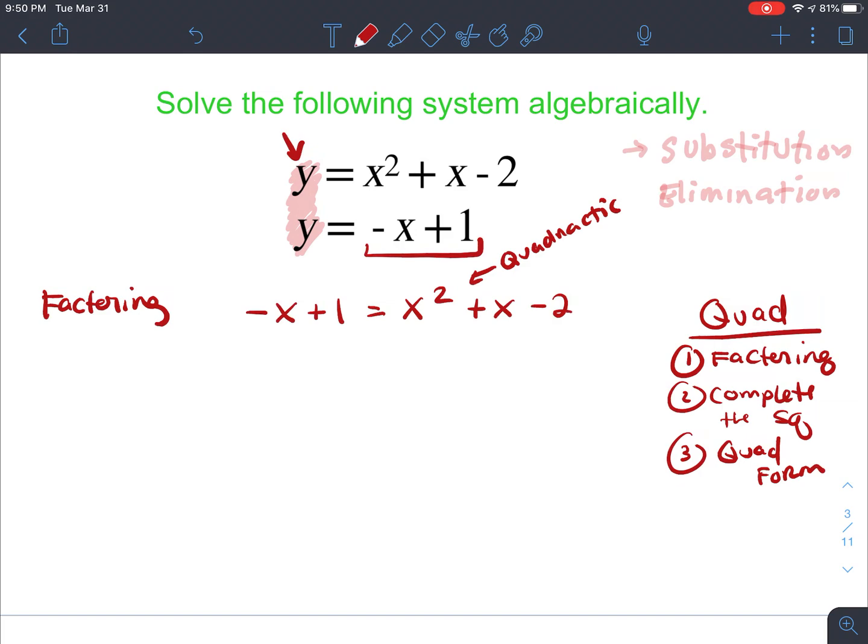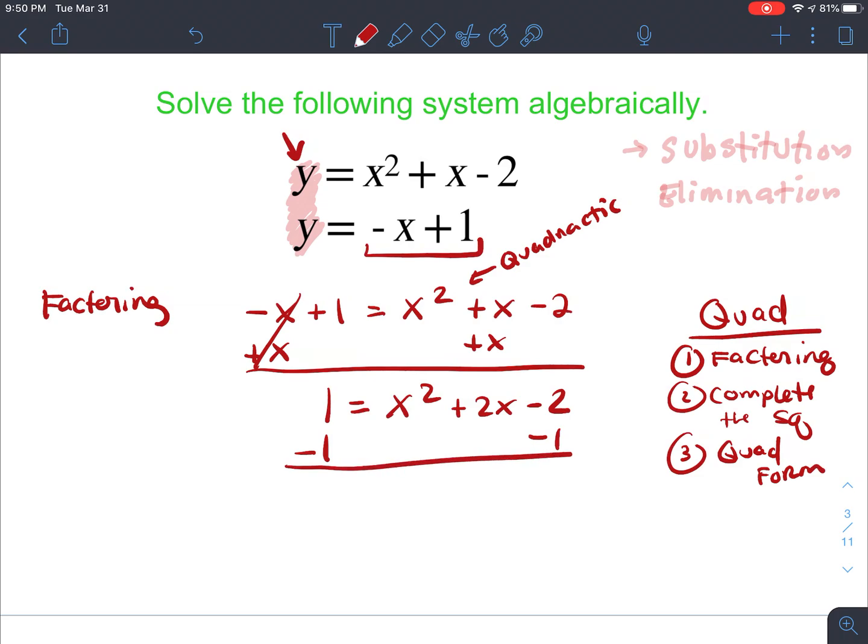Okay, now if we remember how to solve by factoring, remember we need to get the equation equal to 0 so we can use the zero product property. So I'm going to add x on both sides, plus 2x and subtract 1. x squared plus 2x minus 3. Okay, so now we have one quadratic set equal to 0.